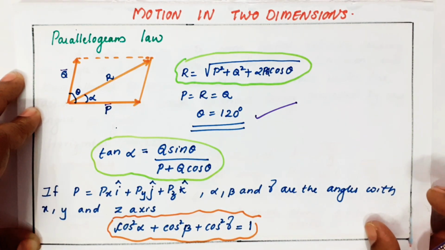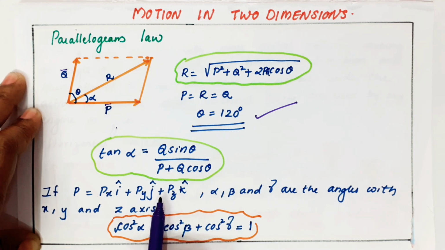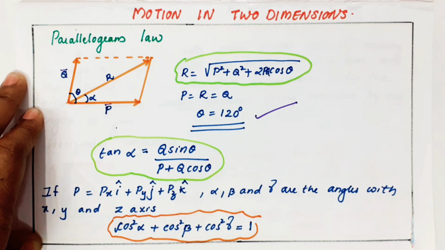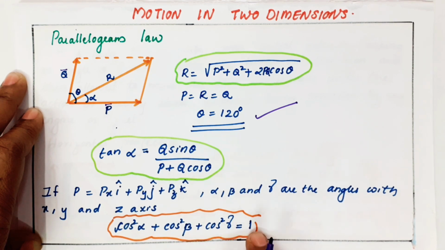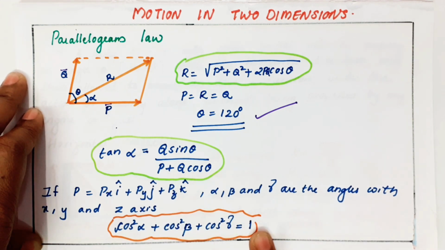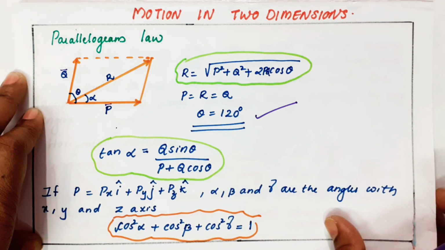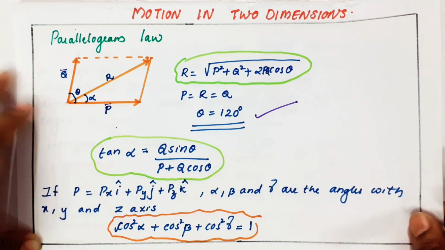Another one: you are taking a vector P equal to Pxi plus Pyj plus Pzk, where alpha, beta, gamma are the angles with the x-axis, y-axis and z-axis. So you can write the equation cos square alpha plus cos square beta plus cos square gamma is equal to 1. It is called direction cosines. In this form also we can find the angle. You can just substitute here cos square alpha plus cos square beta plus cos square gamma is equal to 1.